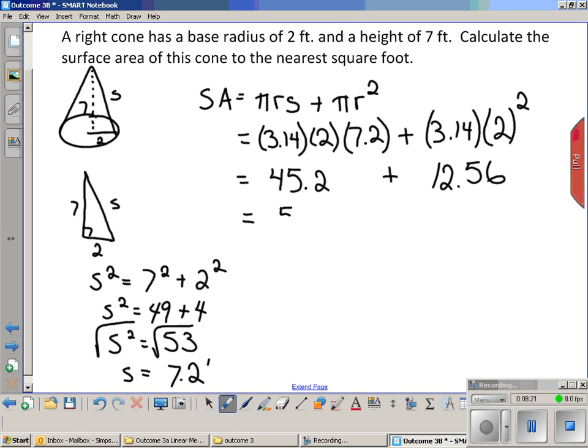Adding them together, we have 57.8, and because we want it to the nearest square foot, this means that it's about 58 square feet.